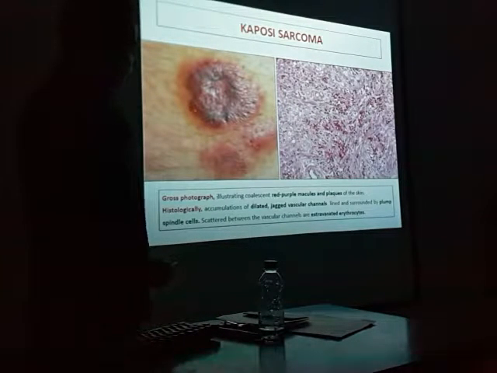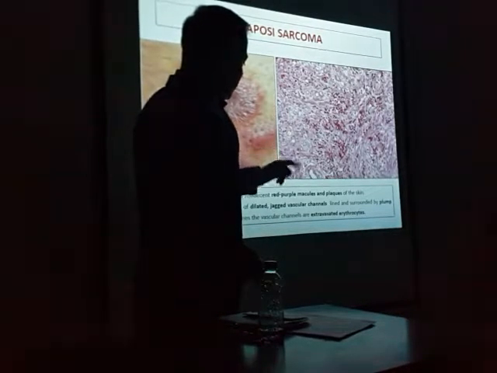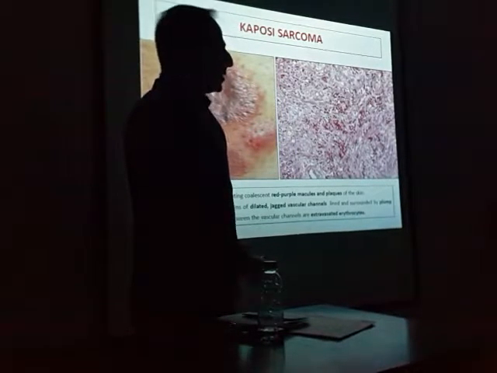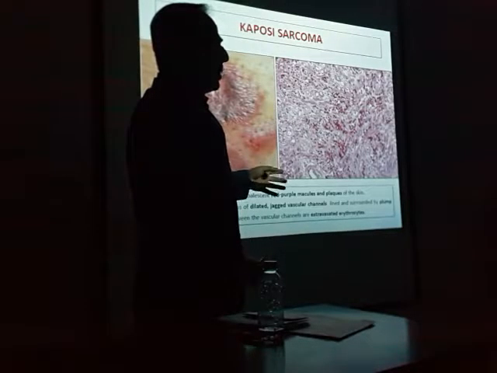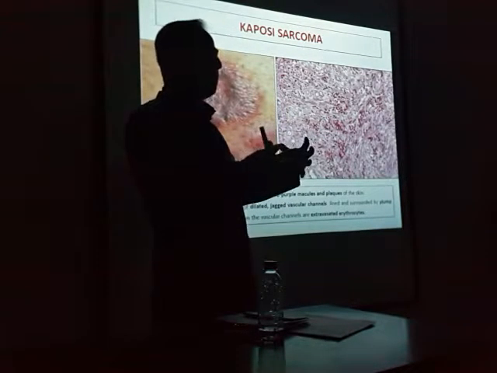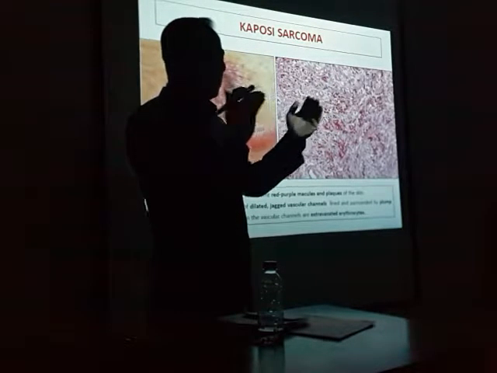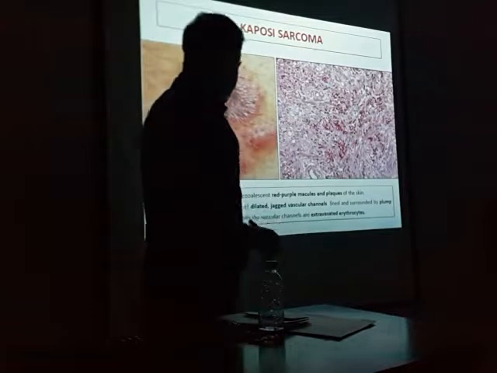Histologically, what will you find? You will find dilated and jagged vascular channels lined and surrounded by plump spindle cells. So in the capillaries, you have spindle cuboidal cells. But here you will find spindle cells which are plump, not elongated side to side, but plump, like epithelioid cells.